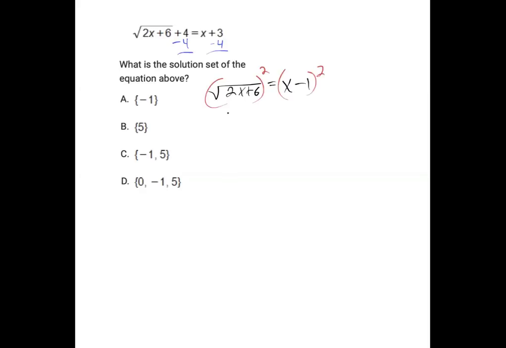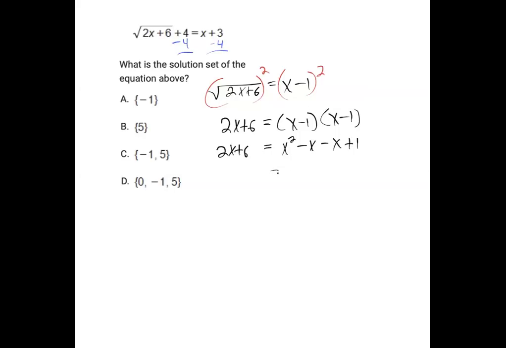So square root of 2x plus 6 all squared, the square root and the square cancel each other. So we'll just get 2x plus 6 equals x minus 1 squared, which we can also write like this. That reminds us that we can FOIL this. So we'll have first times first, outer times outer, inner times inner, and last times last. And that last times last gives us plus 1.